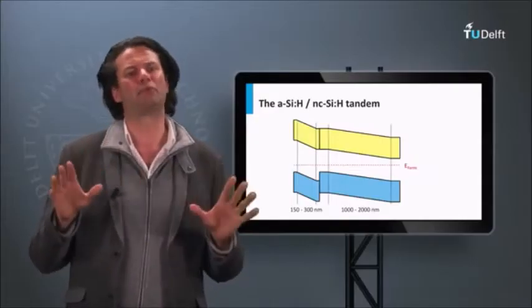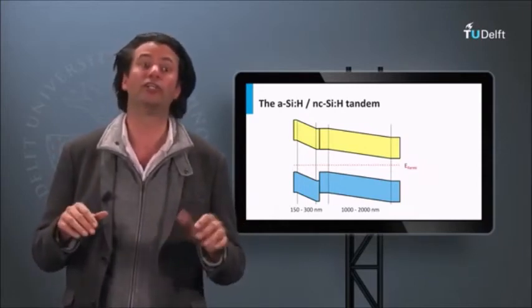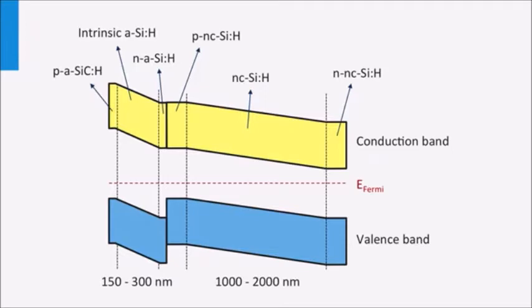Let's look at a typical band diagram of such a double junction, also referred to as a tandem cell. On the left, the electronic band diagram of the amorphous silicon top cell is shown, and on the right, the electronic band diagram of the nanocrystalline silicon bottom cell is shown. The bluish and green light is absorbed in the top cell and excites the mobile electrons and holes. The reddish light is absorbed in the bottom cell, exciting the charge carriers.